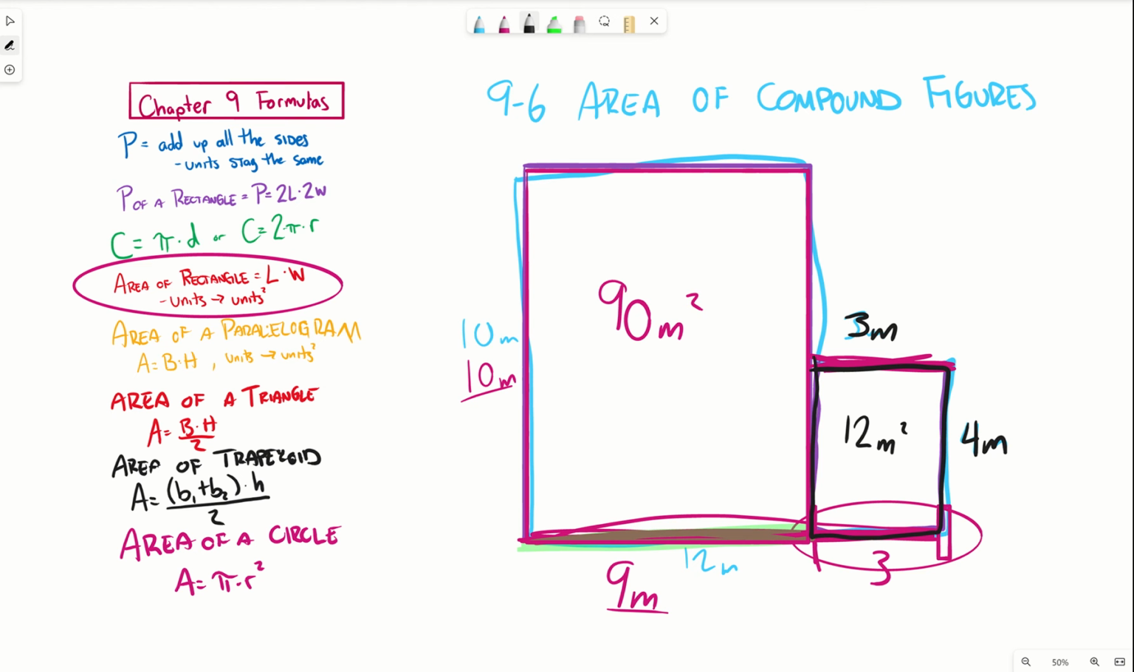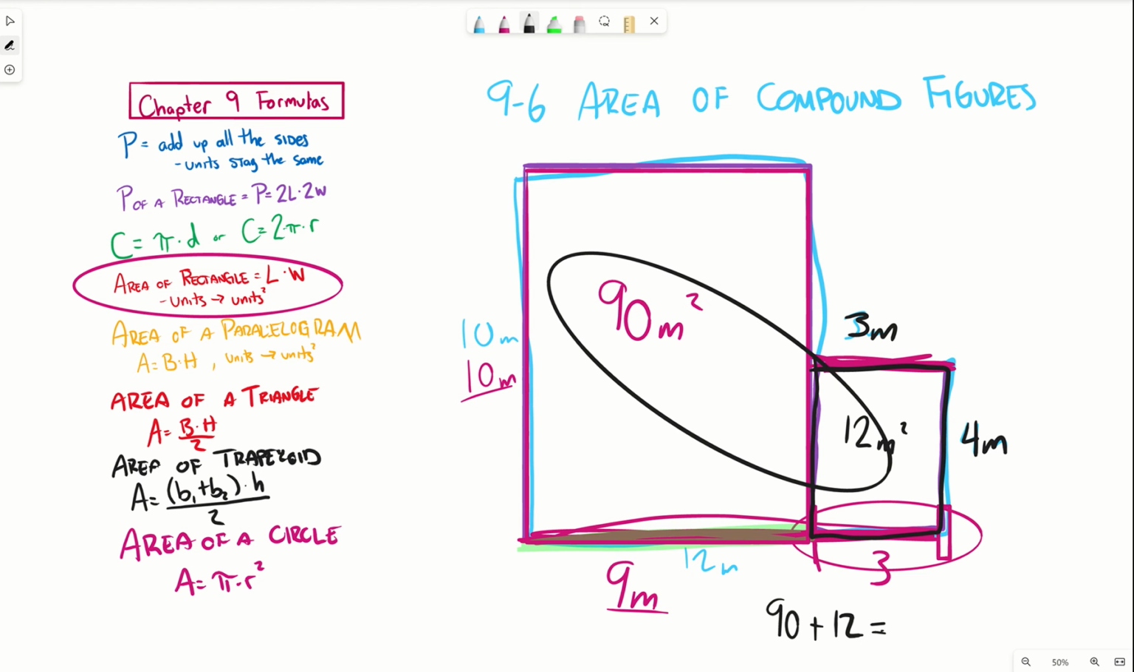And then since these two are next to each other, they're combined. I want to add these two numbers up. 90 plus 12 equals 102 meters squared. My grand total area is 102 meters squared.